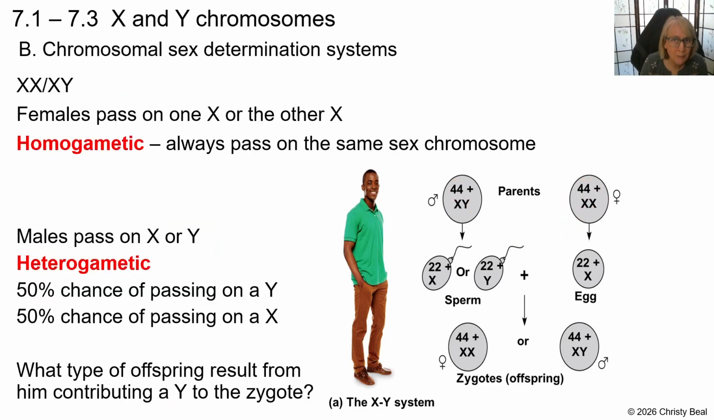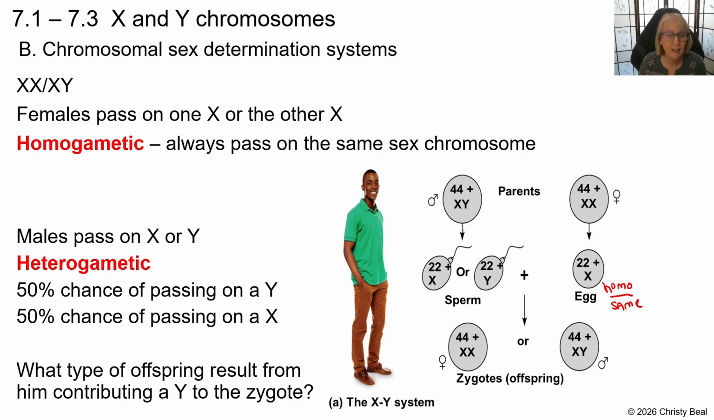I can flip this, how I talk about it, and I can talk about the gametes that are produced. Females in an XX/XY system, the Lygaeus system, based on the milkweed bug, pass on X's into all of their gametes. So we say that their gametes are all the same. They are homogametic. Homo means same. If you're XX, all of your gametes have 22 autosomes and an X.